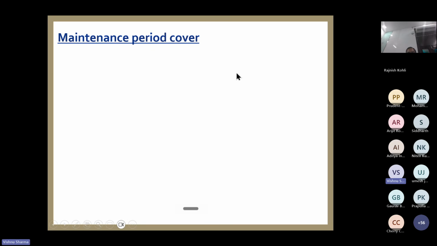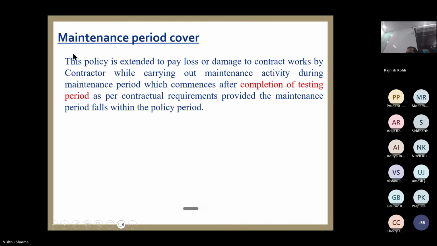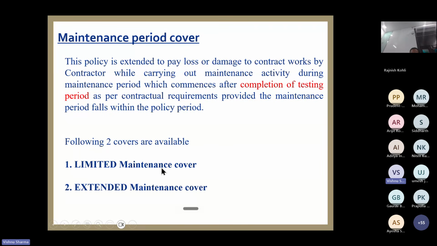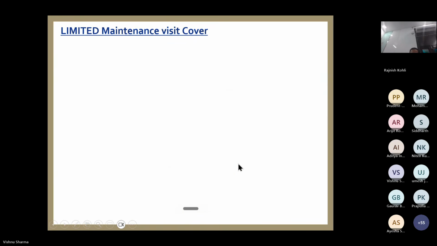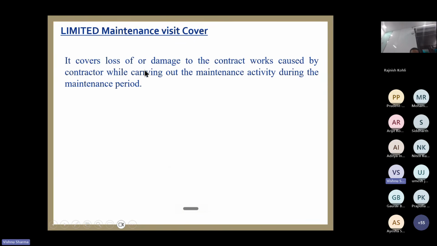So maintenance period cover. There are two maintenance period covers. I'll explain. One is your limited maintenance, another is extended maintenance. Limited maintenance covers only the damage to the contract works while carrying out the maintenance activity during the maintenance period.